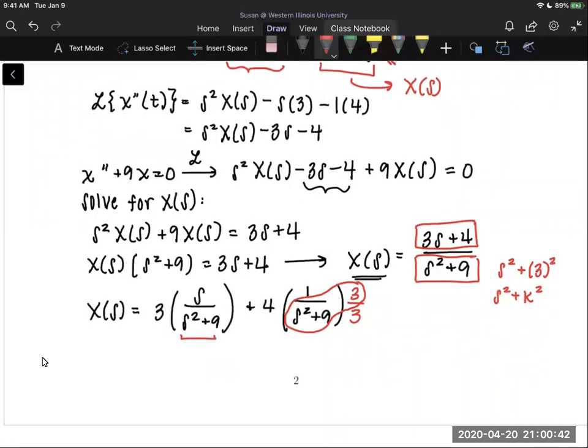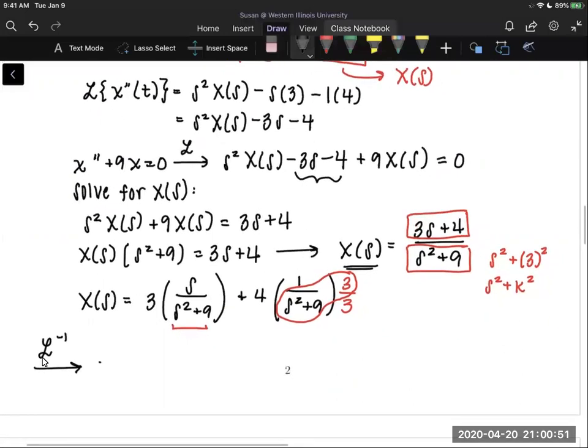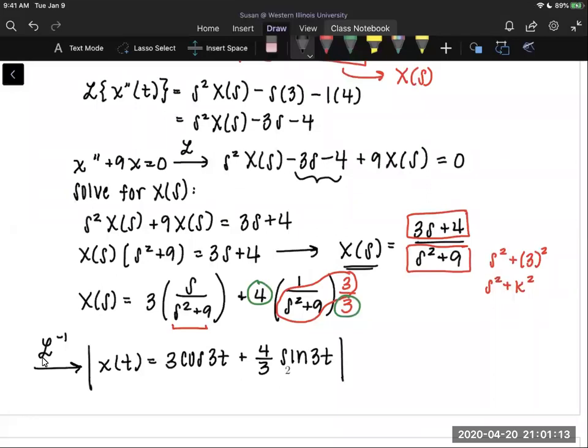So at this point, I am now capable of applying the inverse transform, and I obtain x of t equals, we had discussed that this first expression is 3 times cosine of 3t, and then making sure to keep this 4/3 as a coefficient out front, I have sine of 3t. And that is our final answer.